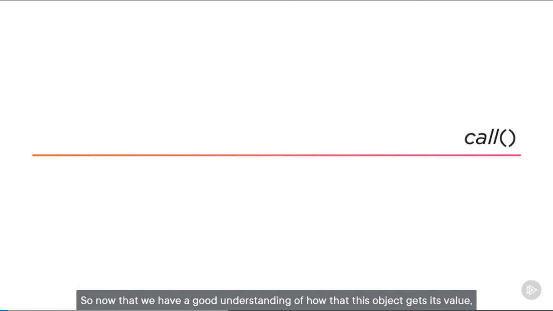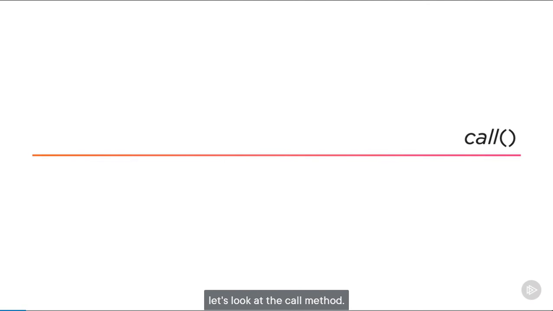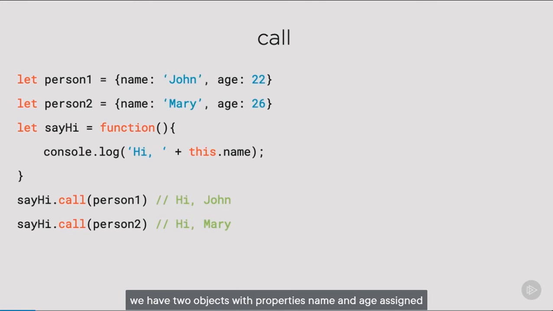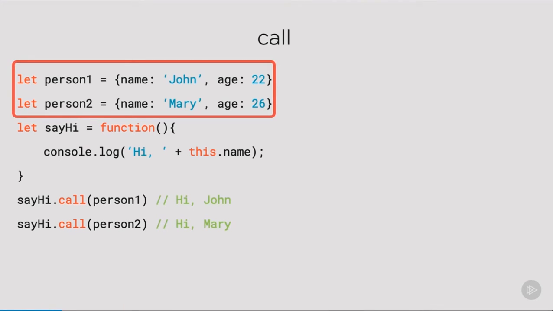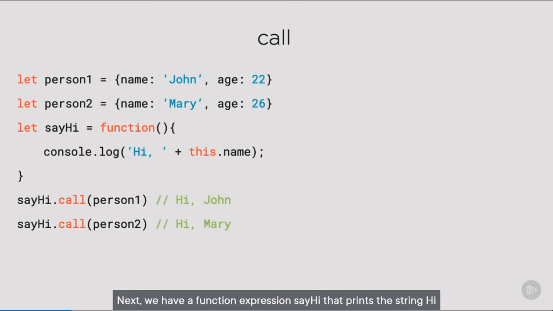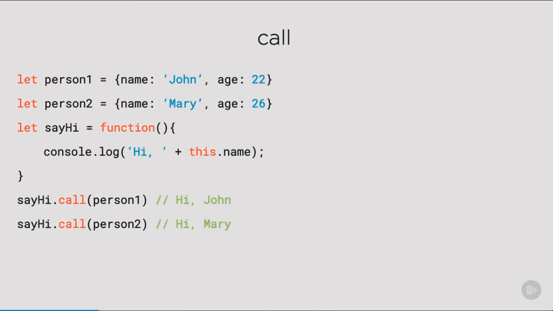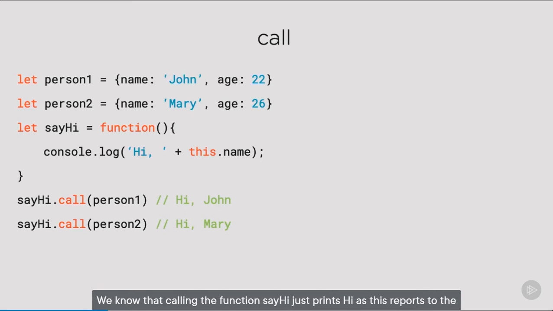So now that we have a good understanding of how this object gets its value, let's look at the call method. In this example, we have two objects with properties name and age assigned to the variables person1 and person2. Next, we have a function expression sayHi that prints the string hi followed by the value stored in this.name. We know that calling the function sayHi just prints hi, as this refers to the global window object, which does not have a name property.